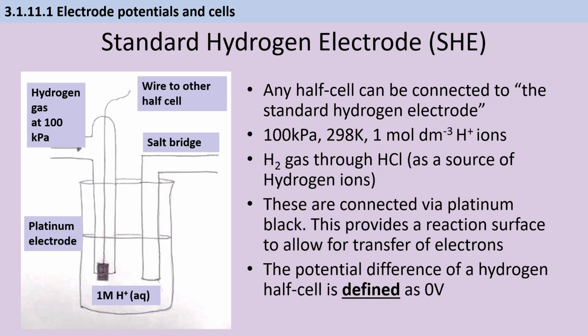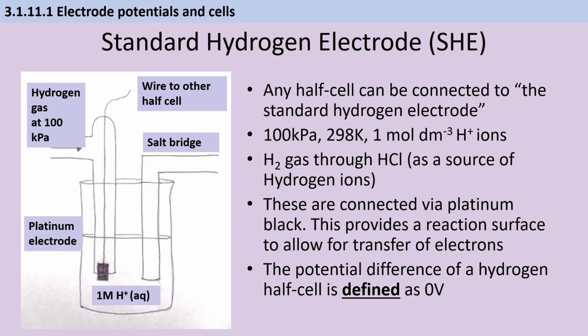The potential of any half cell can be identified by connecting it to the standard hydrogen electrode, which by definition has a potential of 0. This has to be measured under standard conditions, so hydrogen gas is pumped in at 100 kilopascals with a temperature of 298 Kelvin, with usually a 1 molar solution of hydrochloric acid or another source of hydrogen ions. Crucially, it's the hydrogen ions that need to be at 1 mole per decimeter cubed.